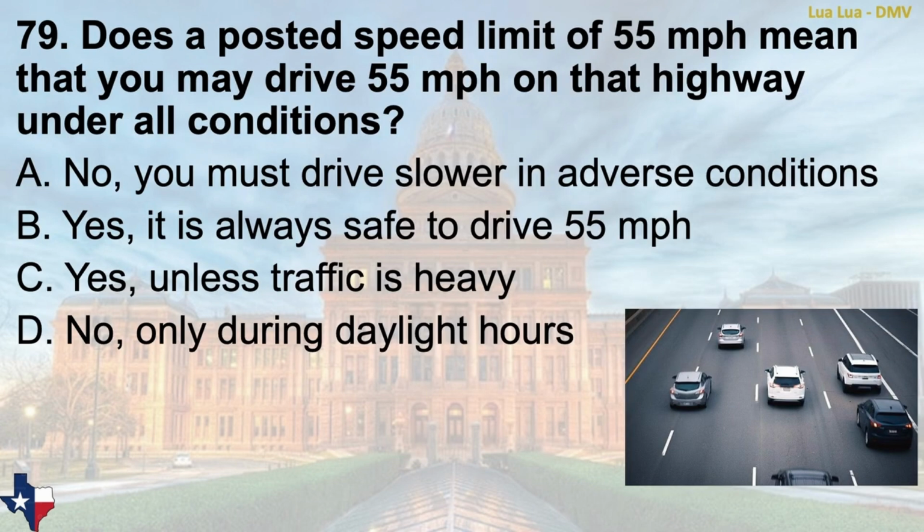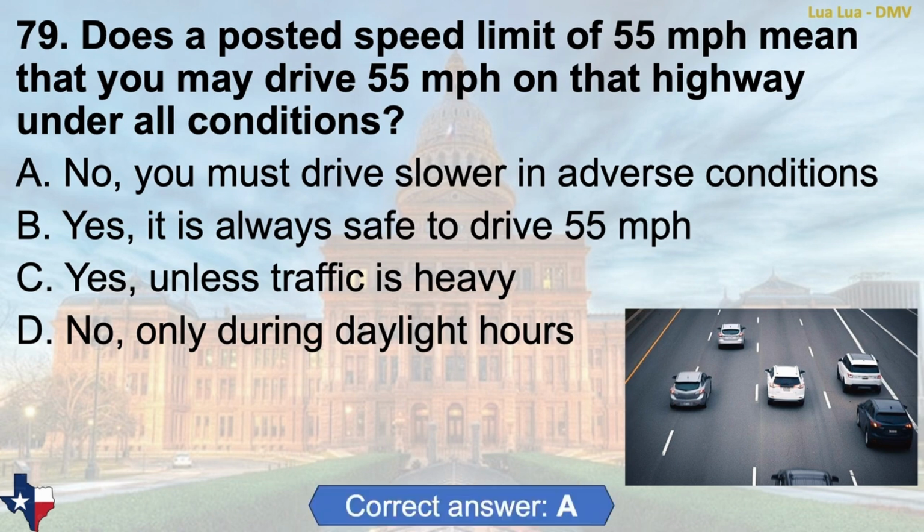Question 79. Does a posted speed limit of 55 miles per hour mean that you may drive 55 miles per hour on that highway under all conditions? A. No, you must drive slower in adverse conditions. B. Yes, it is always safe to drive 55 miles per hour. C. Yes, unless traffic is heavy. D. No, only during daylight hours. The correct answer is A. No, you must drive slower in adverse conditions.